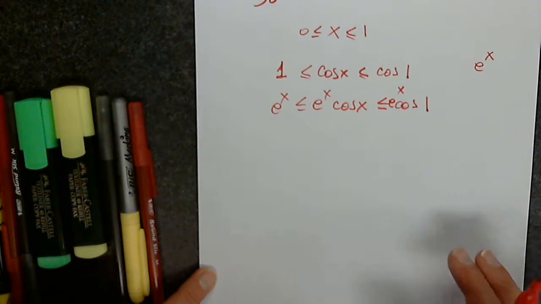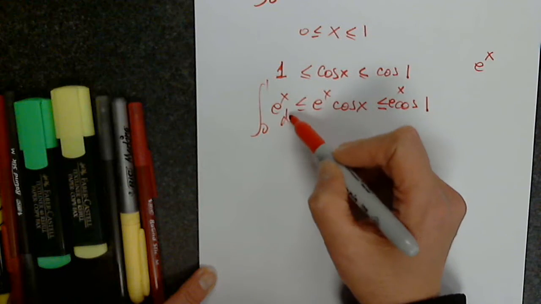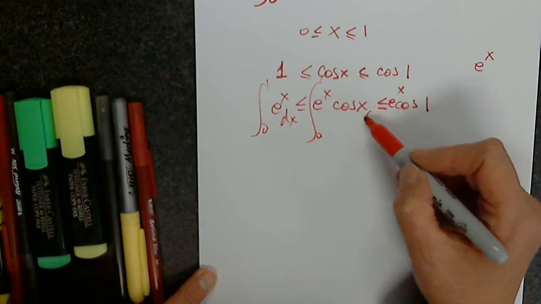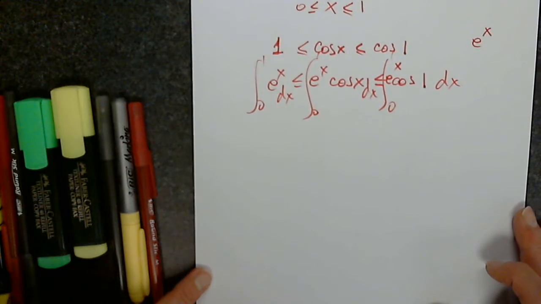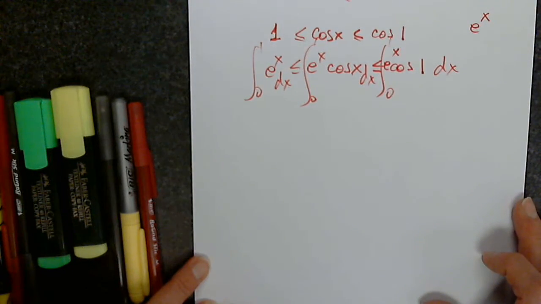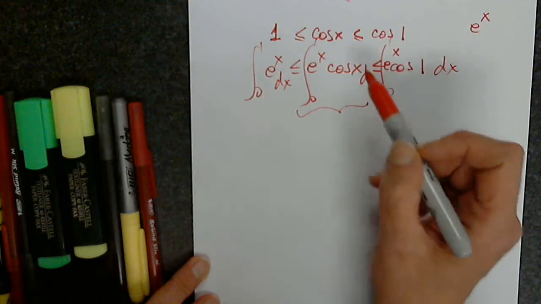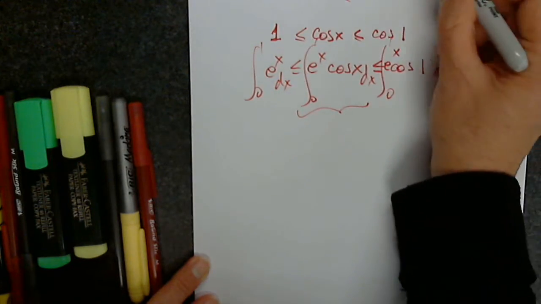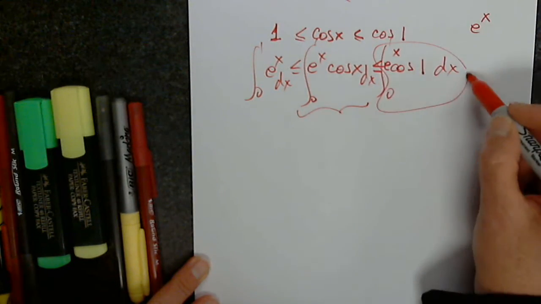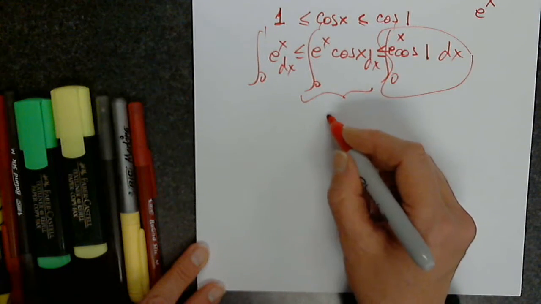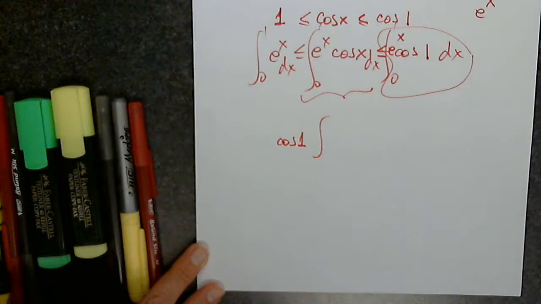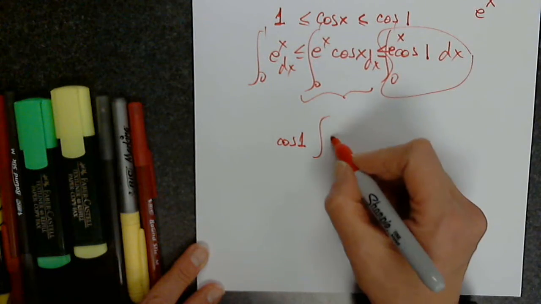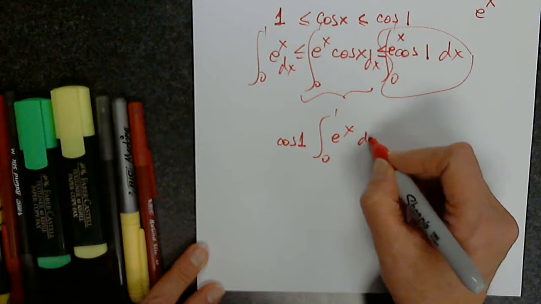So far, so good? So then the integral from 0 to 1 dx of each part. So this portion is this part. So now I want to analyze this. That's all I need to do next. So the cosine 1 is a number. It goes outside. Cosine 1 radian. And e to the x from 0 to 1 dx.